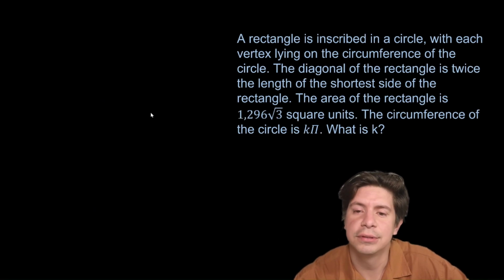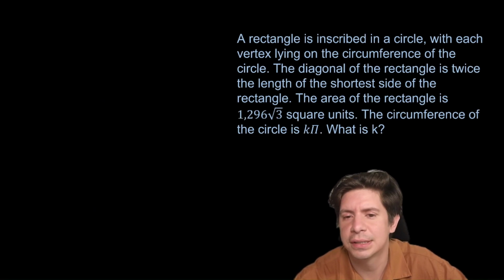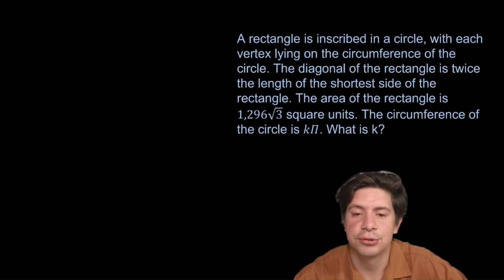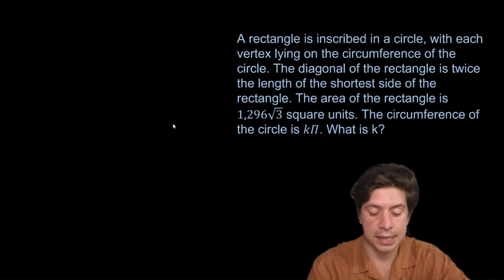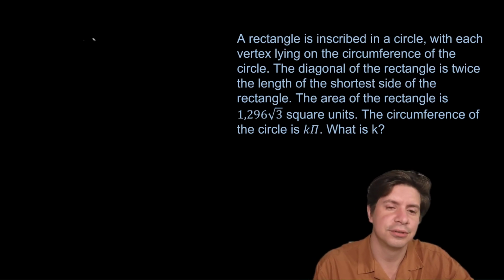A rectangle is inscribed in a circle with each vertex lying on the circumference of the circle. The diagonal of the rectangle is twice the length of the shortest side of the rectangle. The area of the rectangle is 1,296 root 3 square units. The circumference of the circle is k pi. What is k? A lot of shapes inside circles going on here.